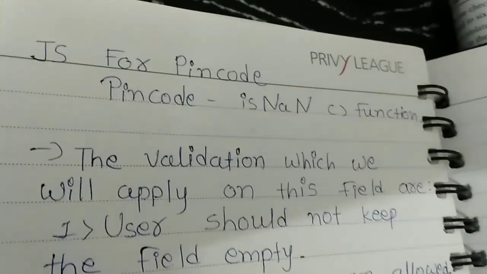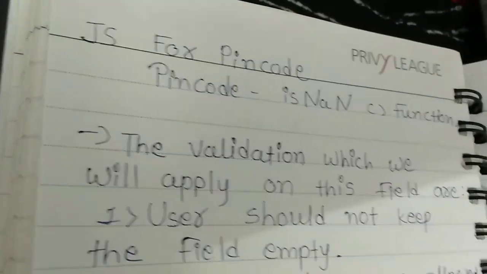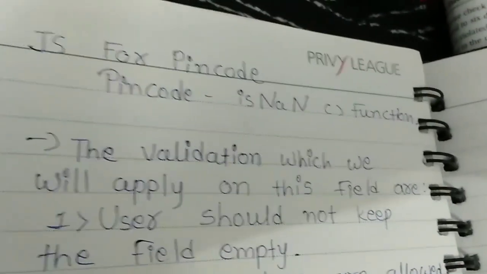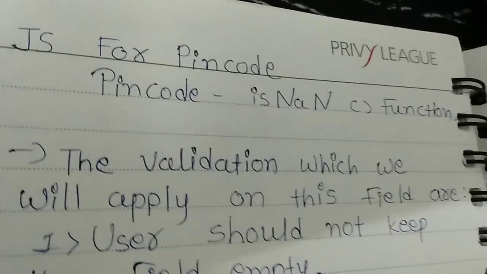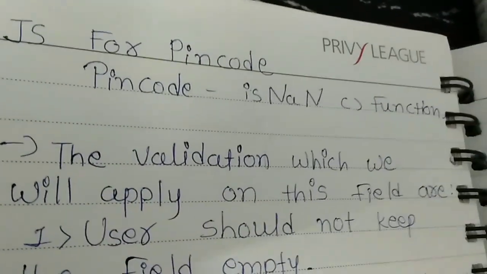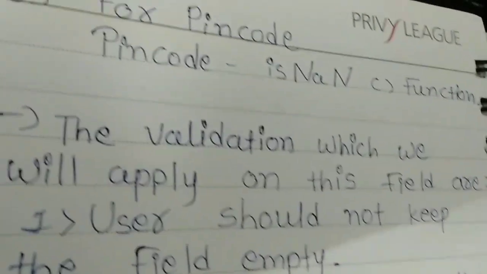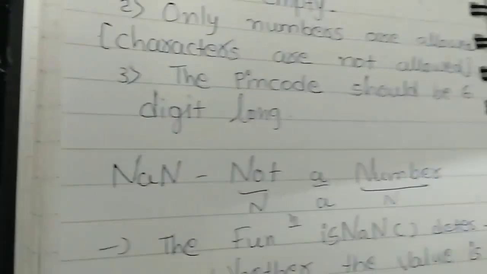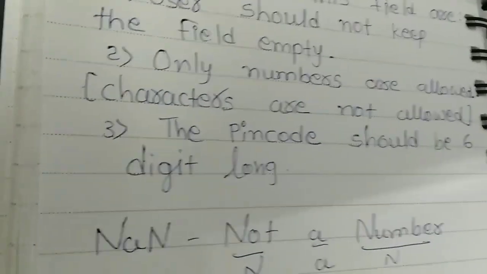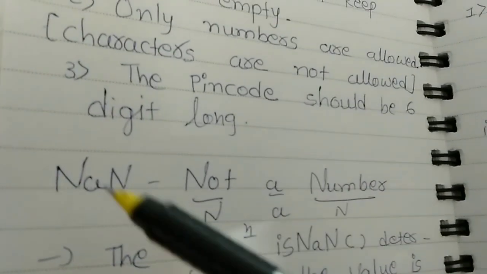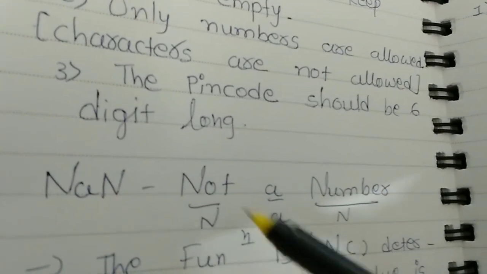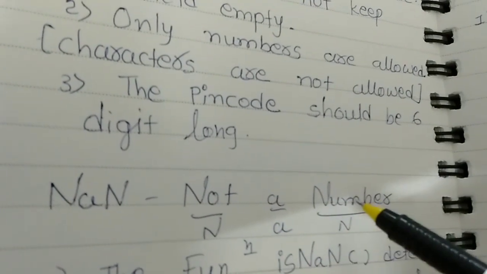For that we have to learn how to create a pin code in JS, which means JavaScript. You have to create a pin code JavaScript for validation. So JS for pin code is the NaN function. NaN means not a number. The full name of NaN is not a number. N stands for not, A stands for a, and N stands for number.